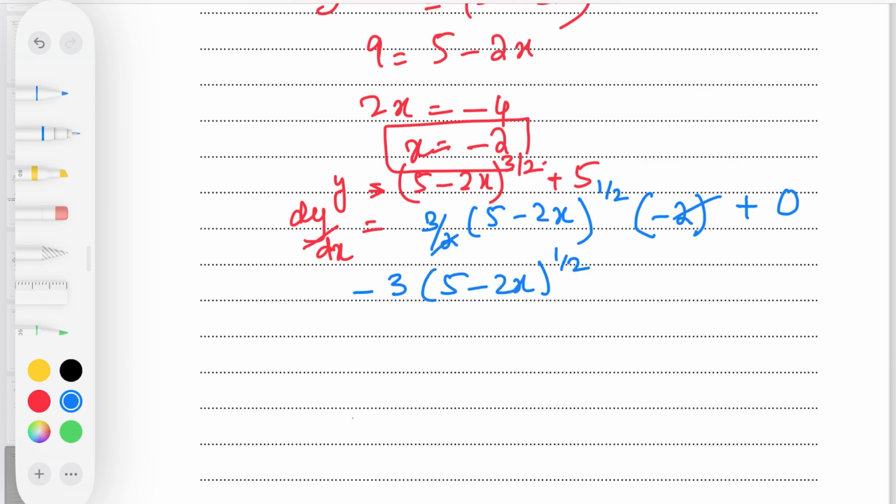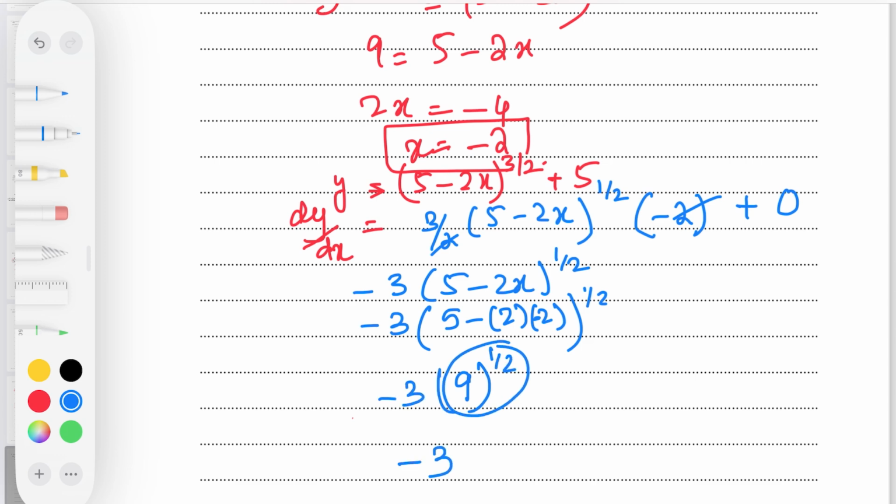Now in the differential, I input minus 2. So what do I get? So minus plus 9 power half into minus 3. 9 power half means square root of 9 is 3. So dy by dx becomes minus 9.